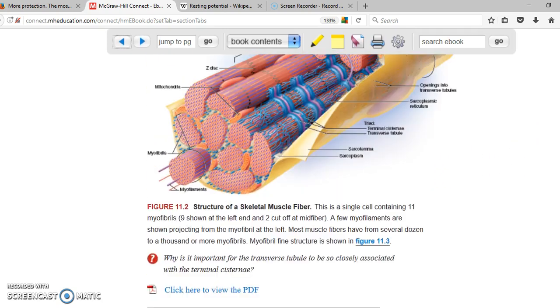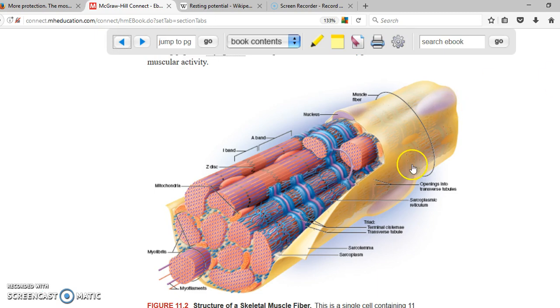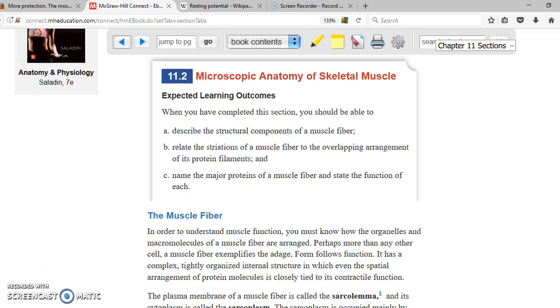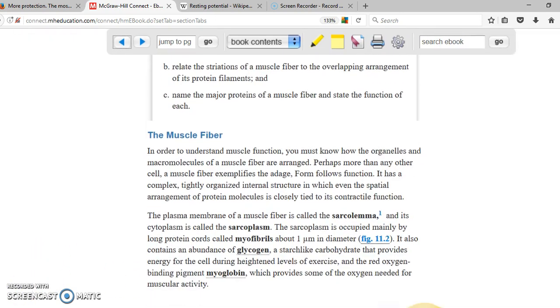So if we keep scrolling up, we get to the same area where we were before. This is the cell. What is the name of this cell? Muscle fiber. What is the muscle fiber made of? Myofibrils. And what's the myofibril made of? Myofilaments. So let's scroll down to see if we missed anything. So we said muscle fiber.